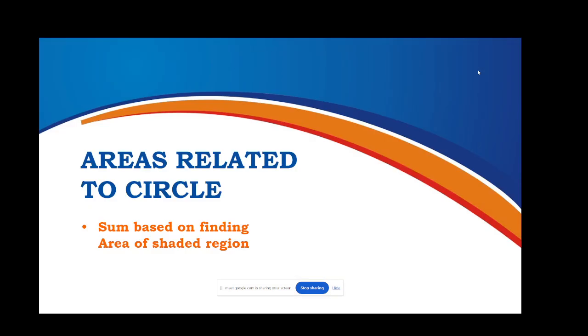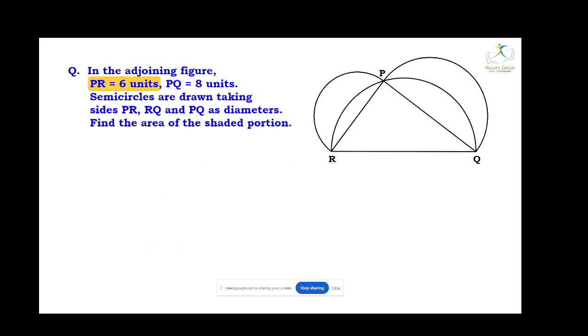Hi friends, now we are going to see area related to circles. The sum is based on finding the area of the shaded region. Let's take this different shaded region. This is the diagram that you have here. It is a right angle triangle because of the semicircle. When you take a semicircle QR or RQ, in the RQ there is a semicircle.